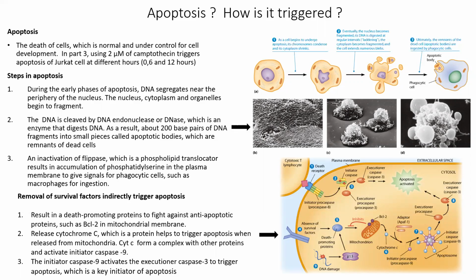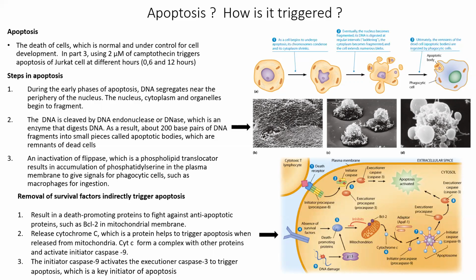The last step is that because of the inactivation of lipase, the phospholipid translocation results in the accumulation of phosphatidylserine in the plasma membrane and gives a signal for phagocytosis by cells, such as macrophages, which ingest those dead cell bodies.